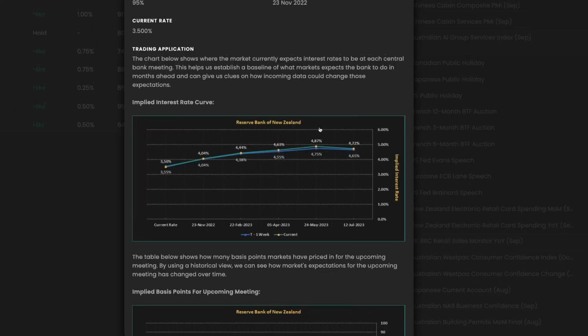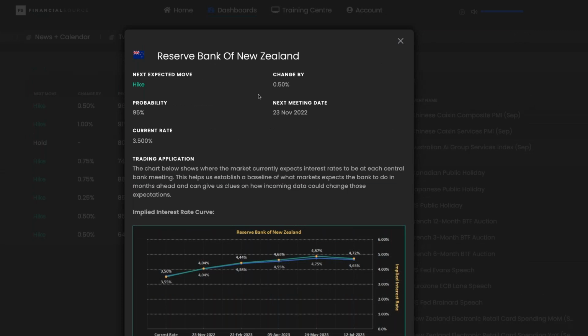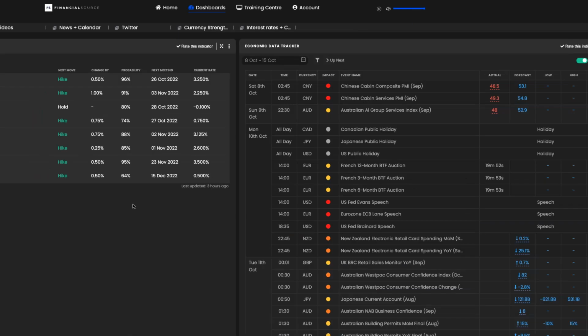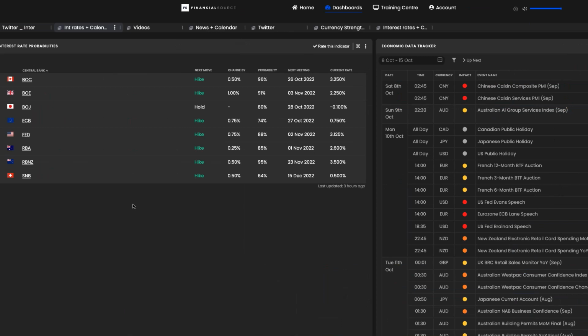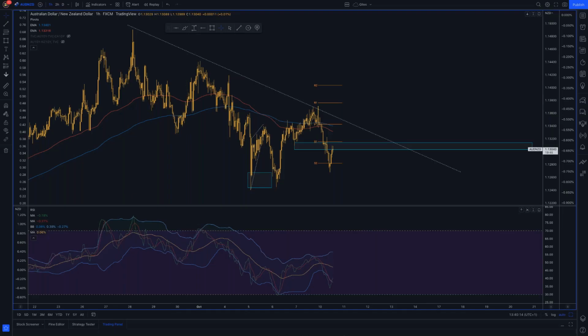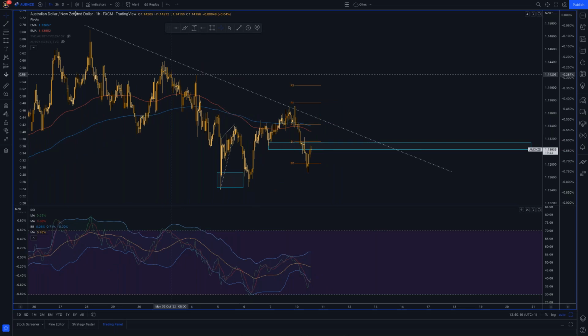We also found out in the statement that the RBNZ board were debating whether they should have hiked by 75 basis points. So it was much more hawkish than many analysts have been expecting. That has opened up a sell bias in the near term in the Aussie-New Zealand dollar pair.